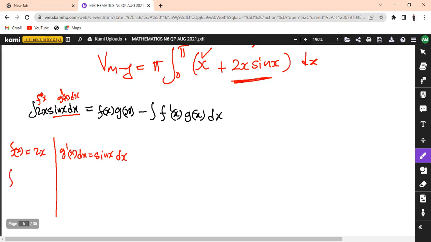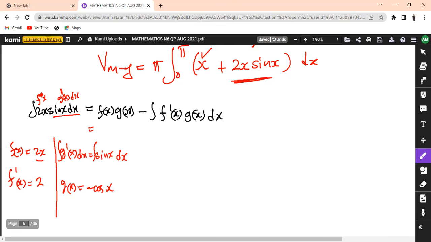Okay, so now we can obtain f prime x, which is the derivative of 2x, which is 2. And to find g(x), we are just going to integrate both sides, so g(x) will be the integral of sine. Remember, we talked about this. We said it gives us negative cos x. All right, so that's what you're going to have here.